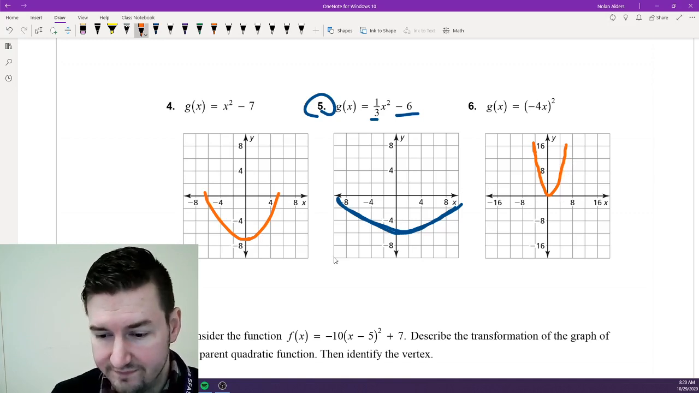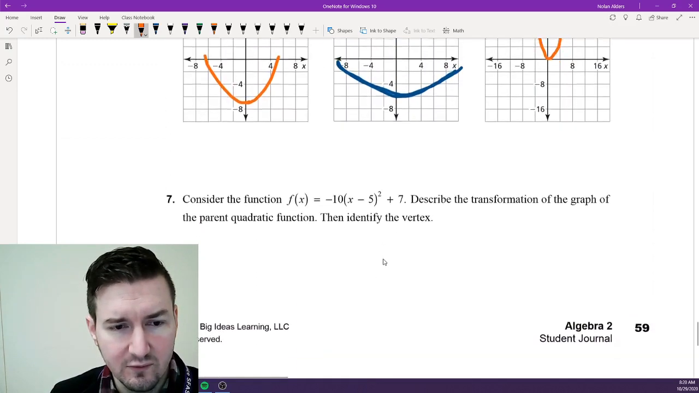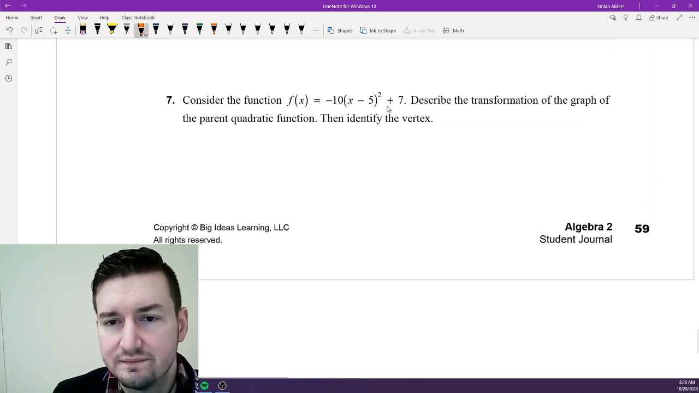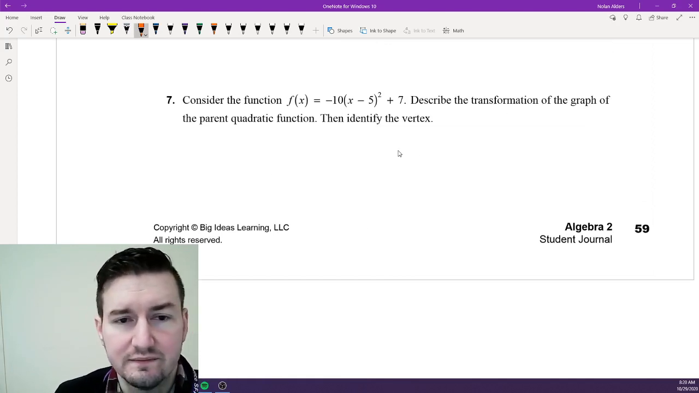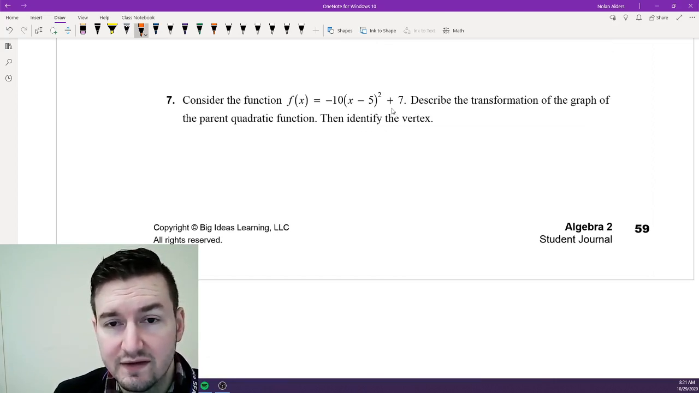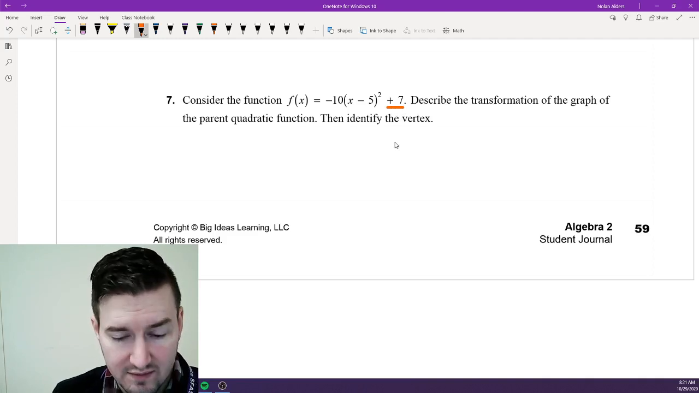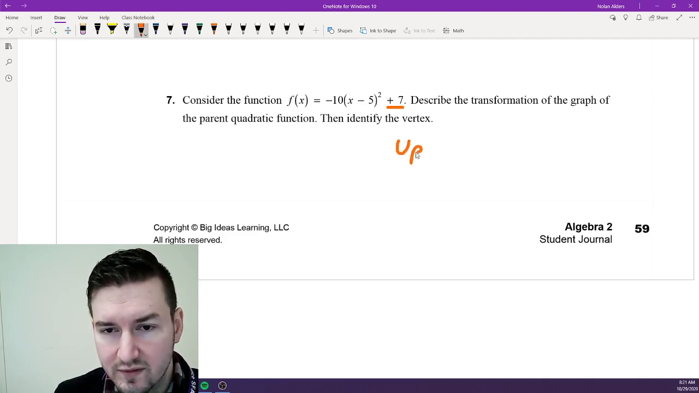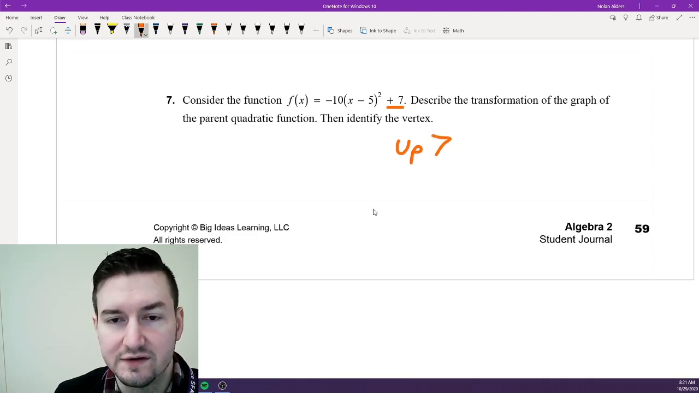So anyway, all right, let's look at one more. Let's look at this number 7 down here. So consider this function, describe the transformation, and identify the vertex. So let's do that. The plus 7, that means to go up 7. I don't know if I'm going to be able to write very well with a mouse. We're going to try. Okay, so up 7.